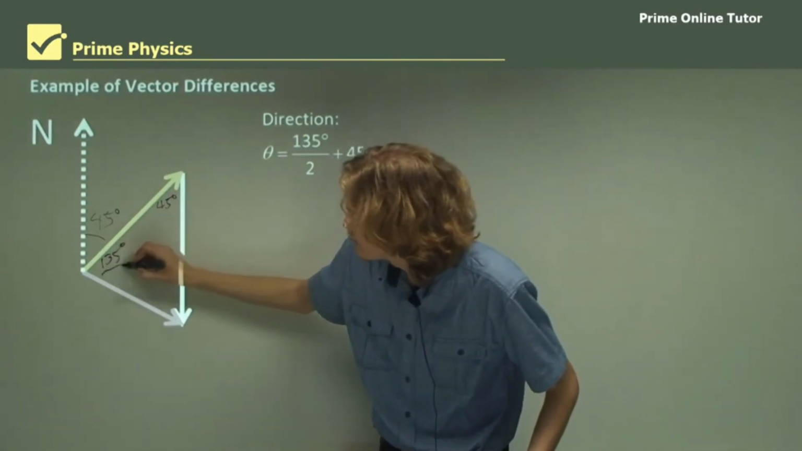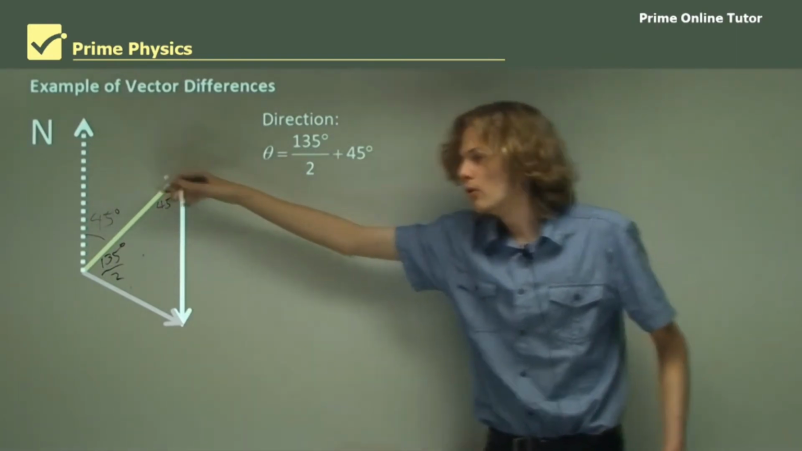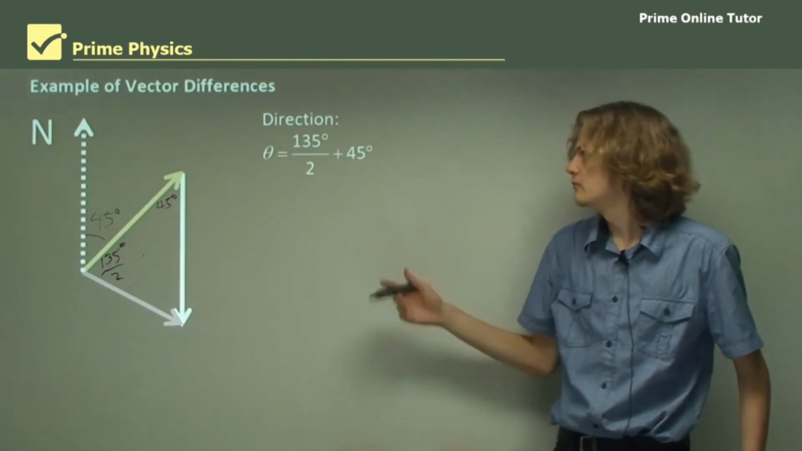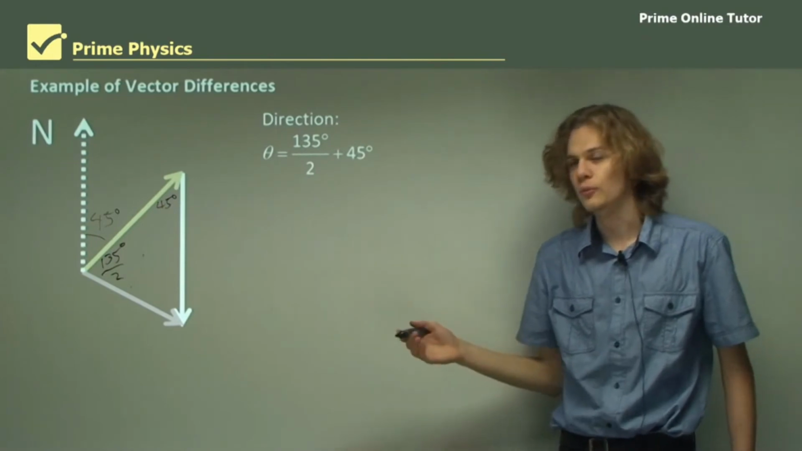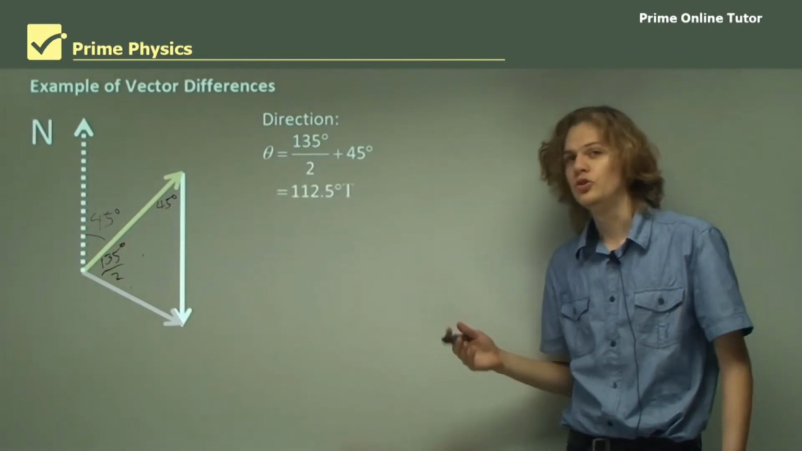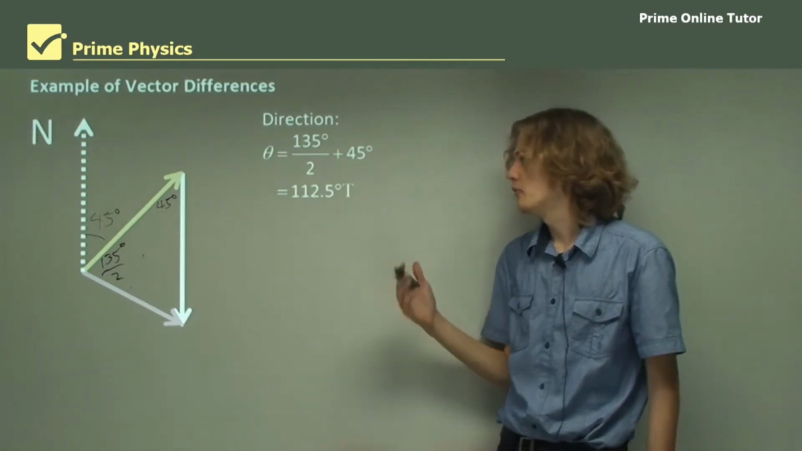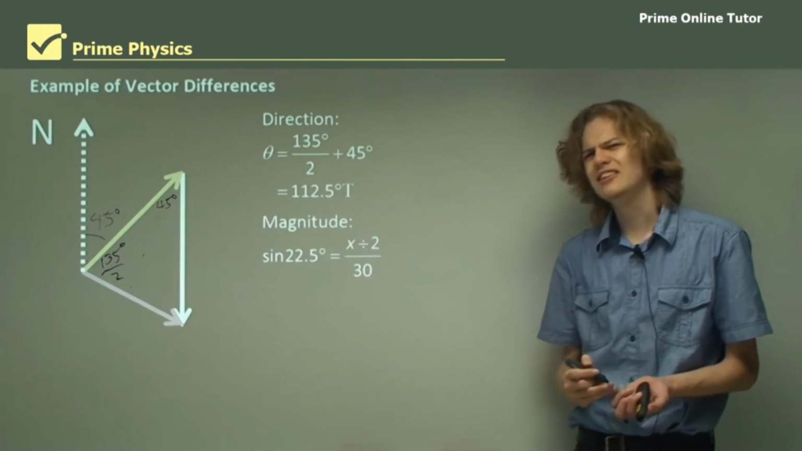And so to find the angle from north at which the pink vector is, we can simply add 45 degrees with 135 over 2. This evaluates to 112.5 degrees east of north, or 112.5 degrees true. Well, what about the magnitude? That's a little bit harder.